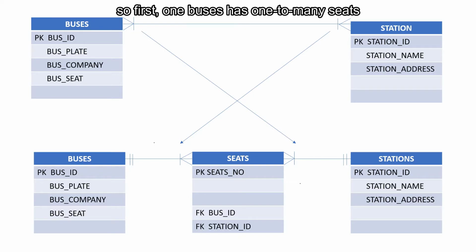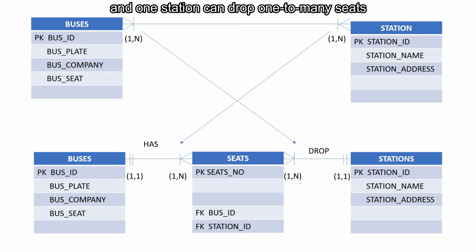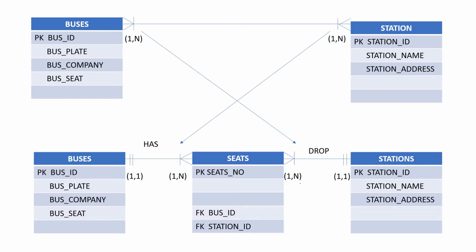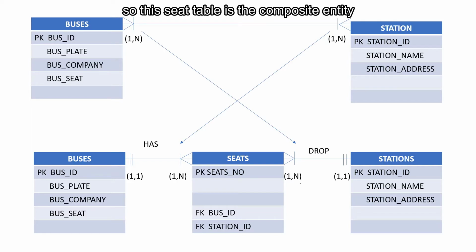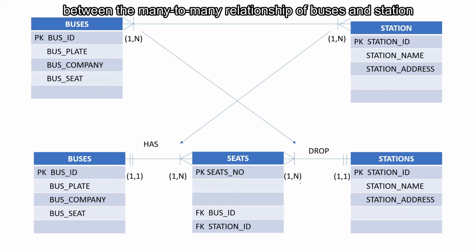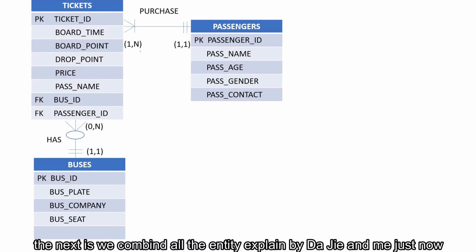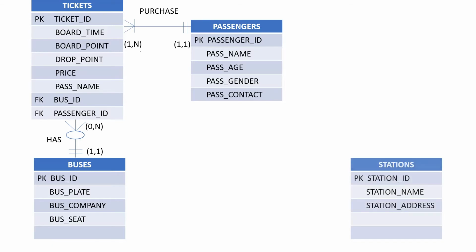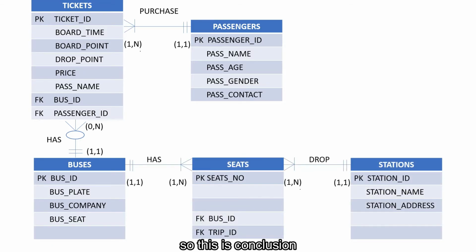So first, one bus has one-to-many seats and one station can drop one-to-many seats. So this seat table is the composite entity between the many-to-many relationship of buses and station. The next is we combine all the entities explained by Raje and me just now. So this is the conclusion.